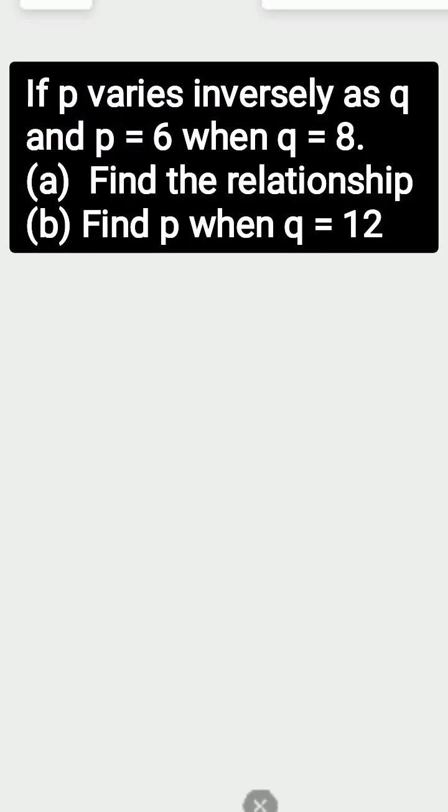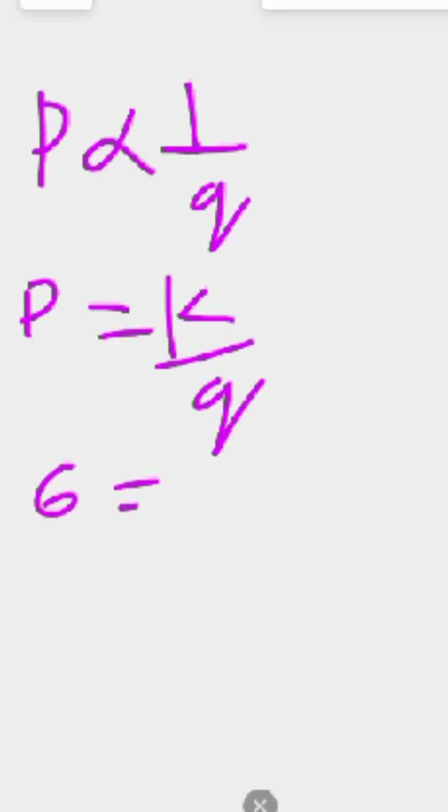For example, if p varies inversely as q and p is equal to 6 when q is equal to 8, find the relationship. B. Find p when q is equal to 12. We can write the expression p varies inversely as q, and as an equation we write it as p is equal to k over q. Now we're going to substitute 6 for p. 6 is equal to k over 8. Remember, our q is 8.